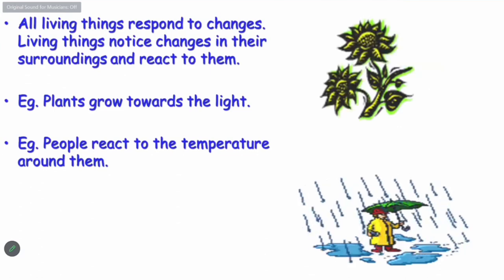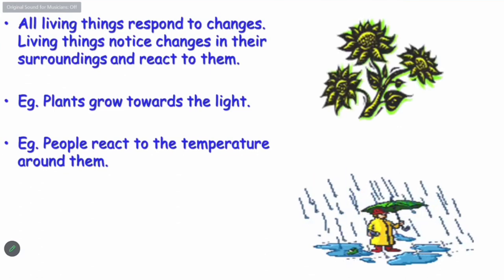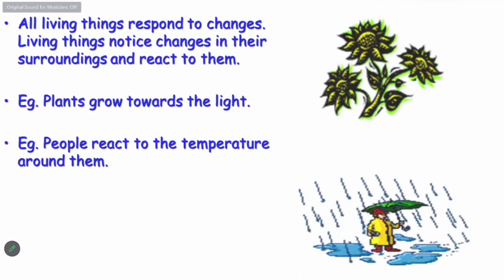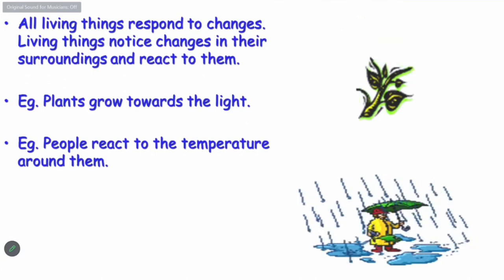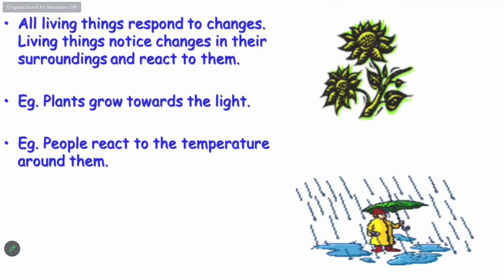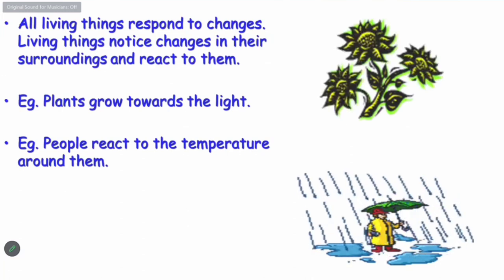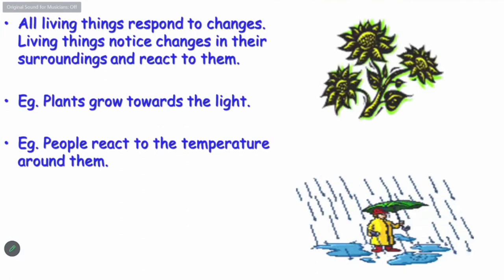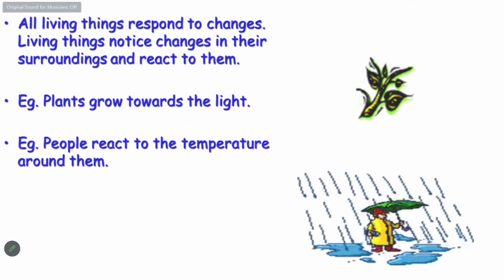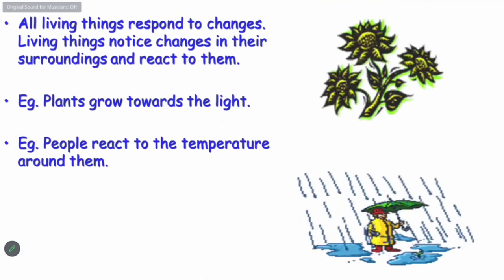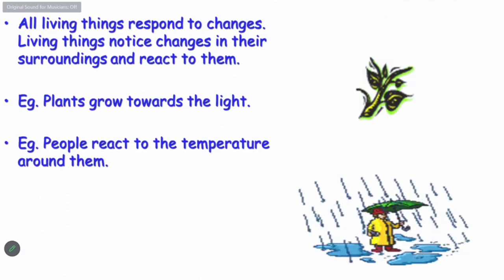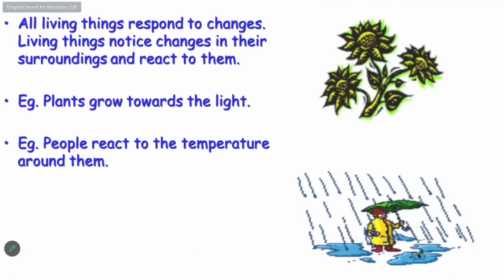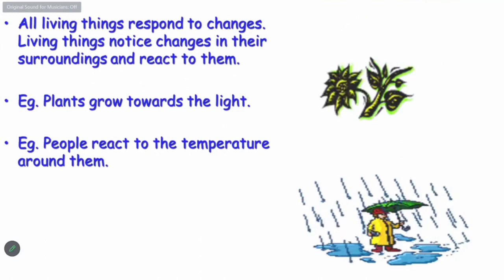So we can say that all living things respond to change, and living things notice changes in their surrounding and react to them accordingly, like the plant grows toward the light. आपने देखा होगा जब आप सीड को अपनी जमीन में मिट्टी में डालते हैं, तो उससे जर्मिनेशन होने के बाद आपने देखा होगा कि वो लाइट की तरफ जाता है. As well as, आपने देखा होगा कि सीड का एक भाग जमीन के अंदर जाता है ग्रेविटी के रिस्पॉन्स में, उसे हम रूट कहते हैं.